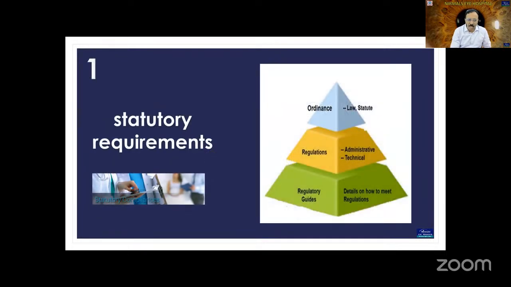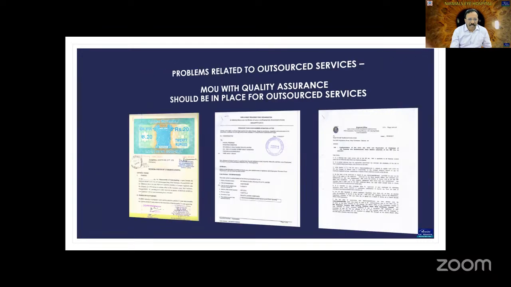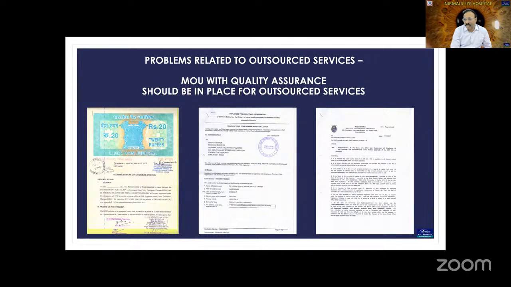So the first and foremost is the regulation. Many of us are not aware of what exactly the regulation and statutory requirements are to start a practice. If you see, most of the accreditation standards are part of the Clinical Establishment Act or licensing norms. So if you already have a clinical establishment registration, many of the accreditation standards are already fulfilled. The second aspect is related to outsourced services. Some of us have in-house facilities, but some have to be outsourced to an external agency.